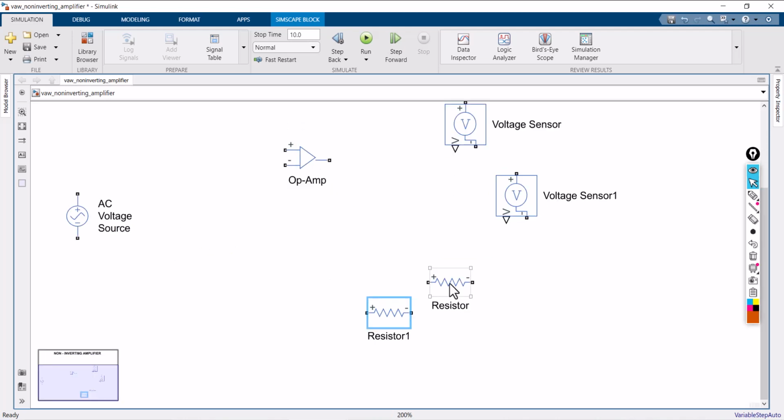Let me fix this resistor as R1 and the value of the resistor, let it be 1000 ohms, or you can say it's 1e3. So it's an input resistor, and let me take this as R2. R2 is a feedback resistor. Let it be 10e3.